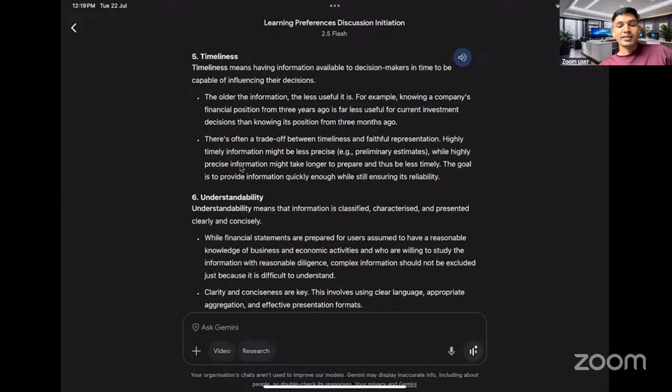Timeliness. Timeliness means having information available to decision makers in time to be capable of influencing their decisions.